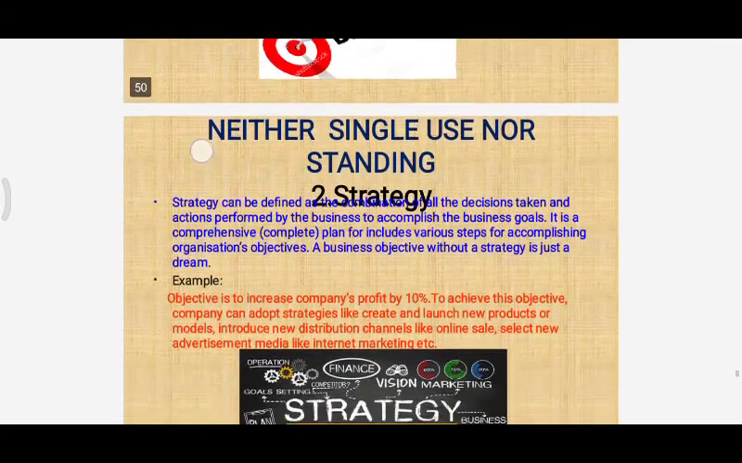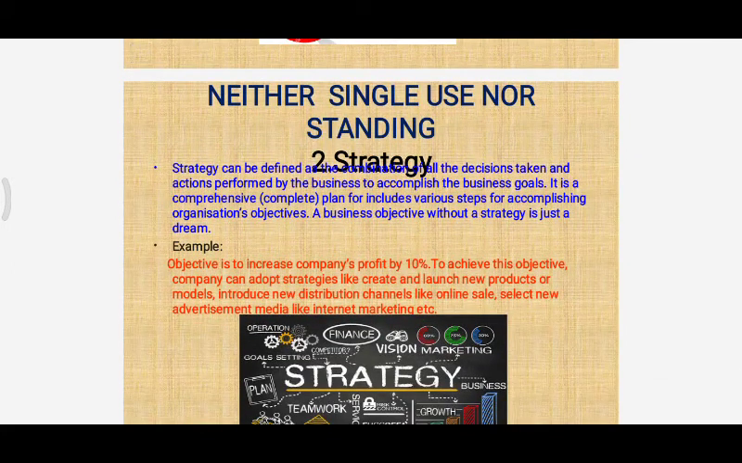Then we move to the second type of plan, which is neither a standing use nor a single use plan. The second type of plan here is strategy. So first of all, what is a strategy? Strategy can be defined as a detailed and comprehensive plan in order to achieve our organizational objectives. It is a comprehensive plan which tells us various steps for accomplishing our organizational objective.